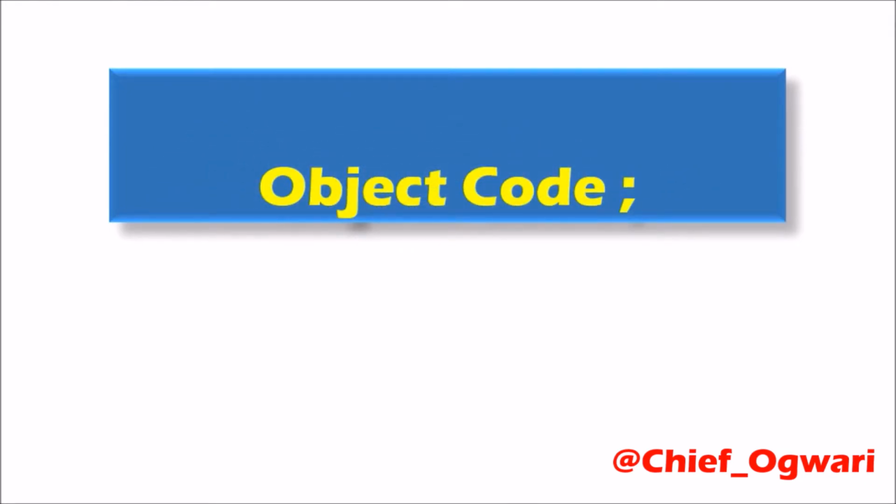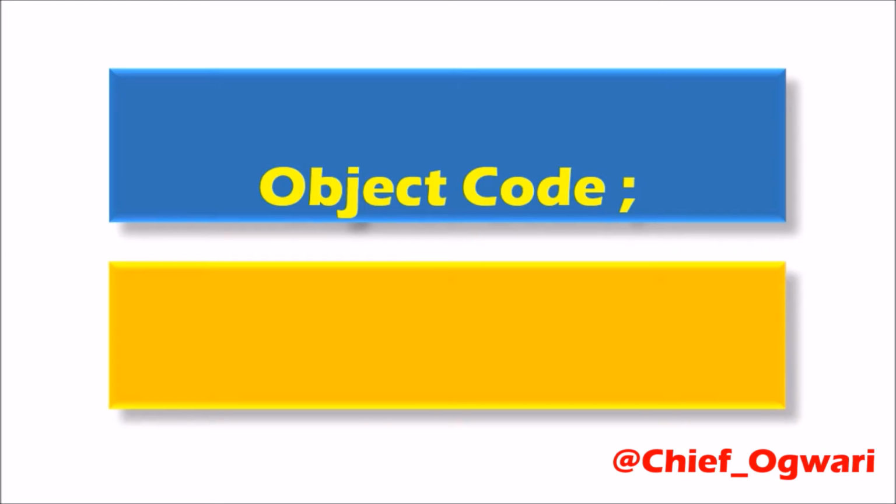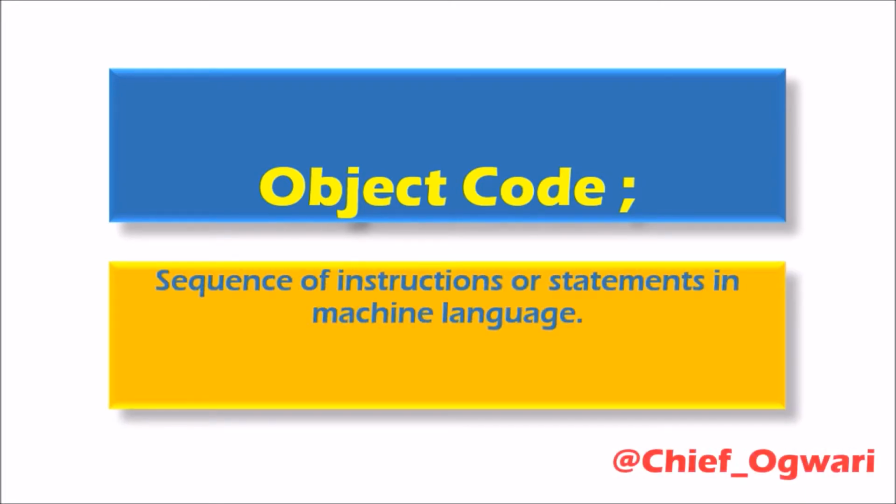The one that the PS4 will understand is called the object code, and its definition is a sequence of instructions or statements in machine language. Both object and source codes are instructions, but you as a person understand the source code and the computer understands the object code. So X is the source code, the ones and zeros, the binary, is the object code.